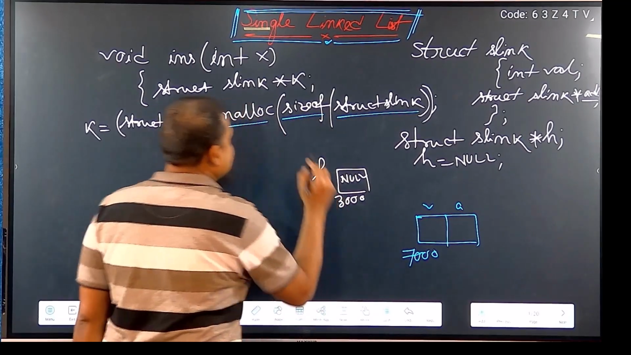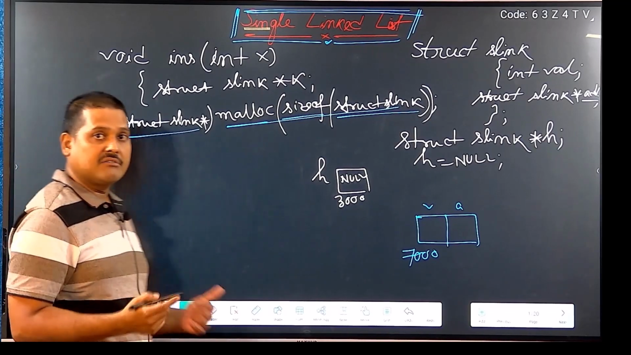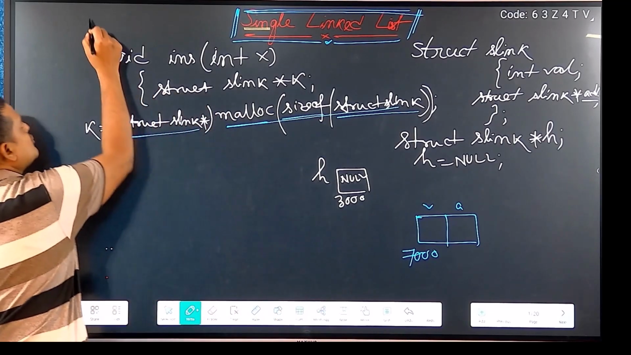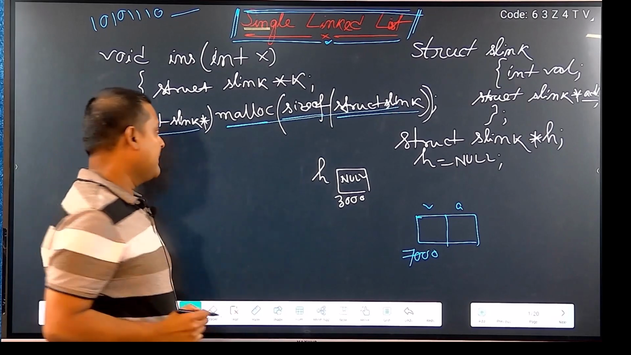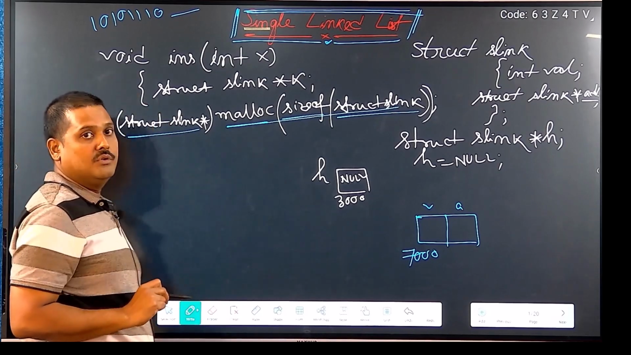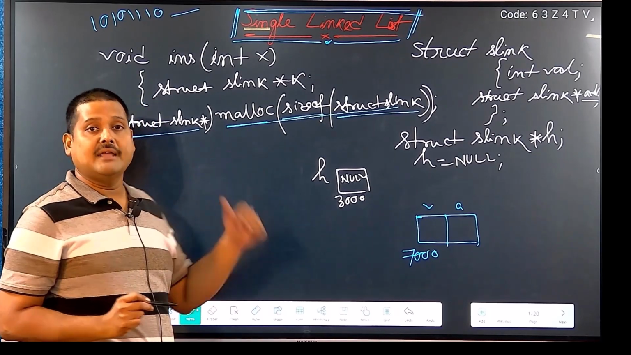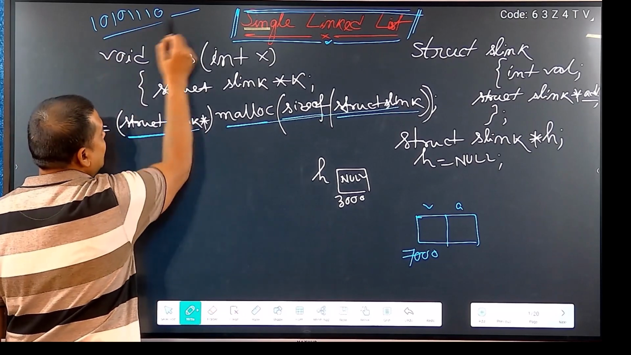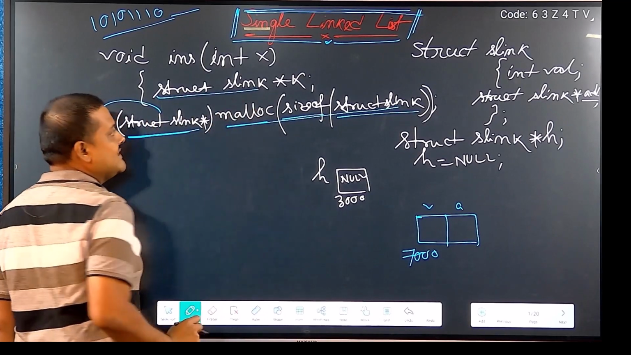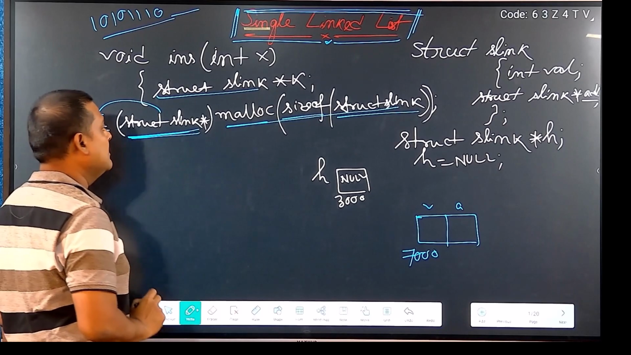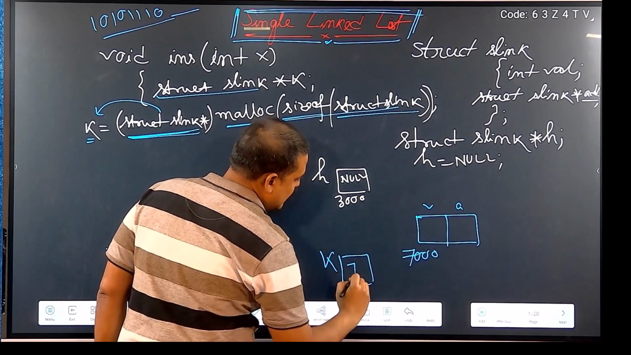Now, the base address that is returned by malloc function, we need to typecast, because whenever we are trying to store any value in our memory, that value is always stored in the format of binary. But whenever we are trying to store that value inside a variable, that must be the same as the data type. So, to convert this binary value which is representing the address to its corresponding struct slink type, we are converting this value into its corresponding type. So, k is now storing the base address of this location, that is 7000.